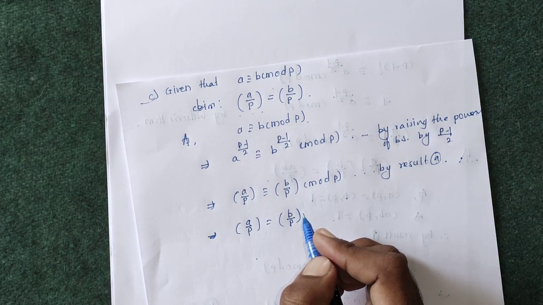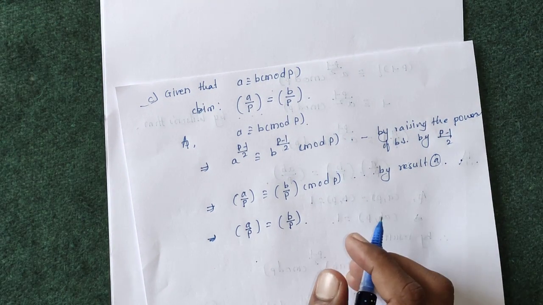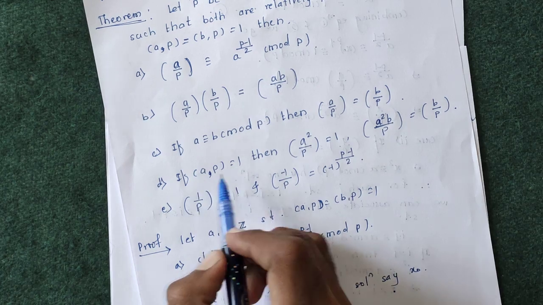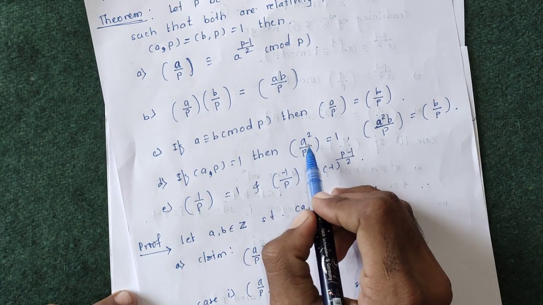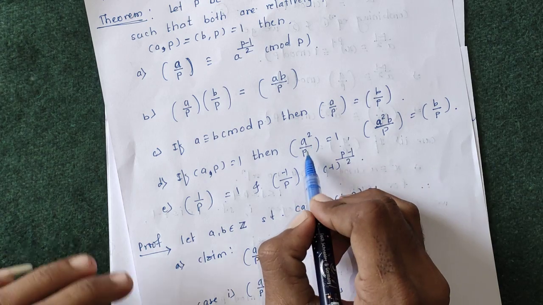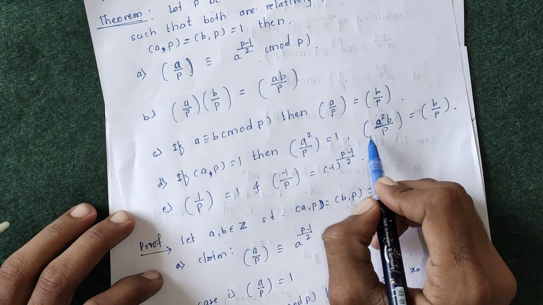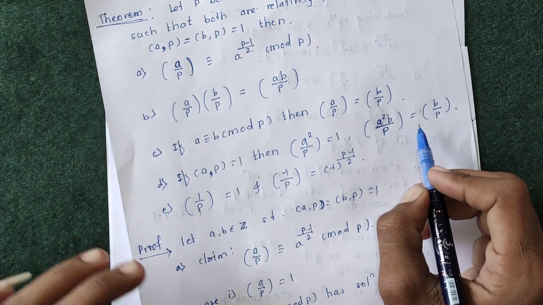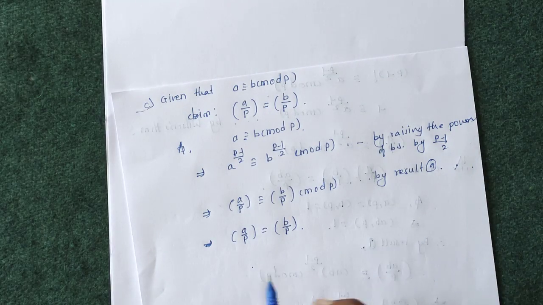Now, the fourth claim is: if GCD of a and p is equal to 1, then the Legendre symbol of a squared with p is equal to 1, and also the Legendre symbol of a squared into b with p is equal to the Legendre symbol of b with p.